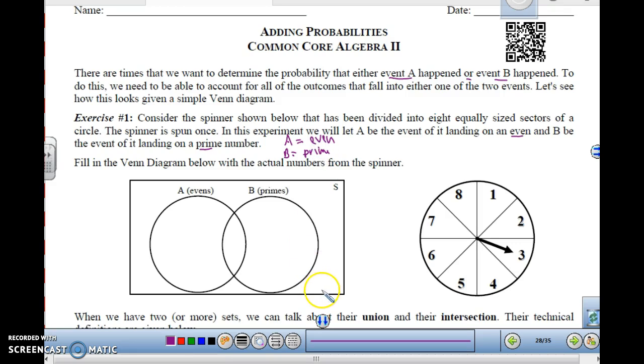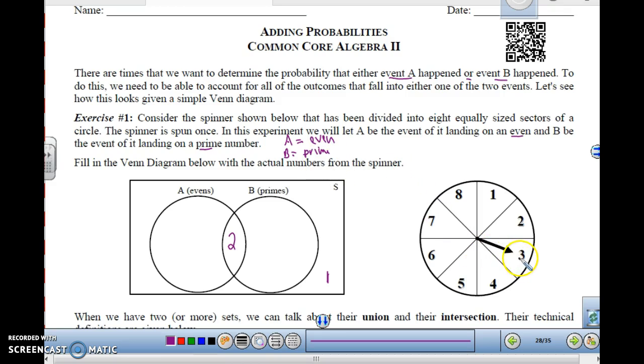Okay, so let's go through our list and see what we have. Now, we have to take into account when we do this where the overlap is going to be. All right, so let's start with number 1. Is 1 even? No, it's not. Is 1 a prime? No, 1 is not considered a prime number. So 1 is actually going to go out here in this set. All right, 2. 2 is even. Is 2 also prime? Yes, it is. So 2 goes there.